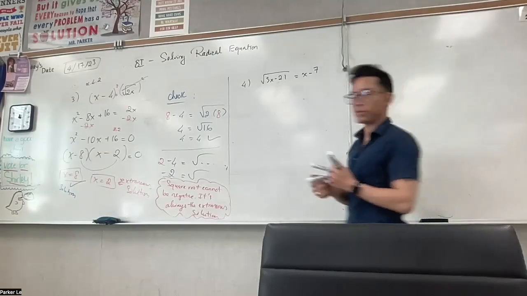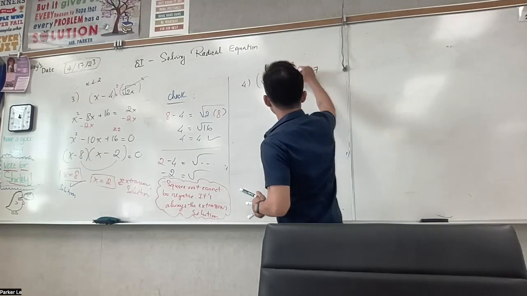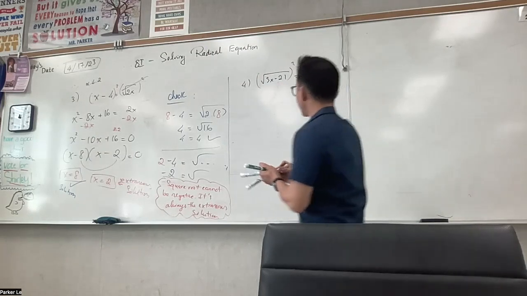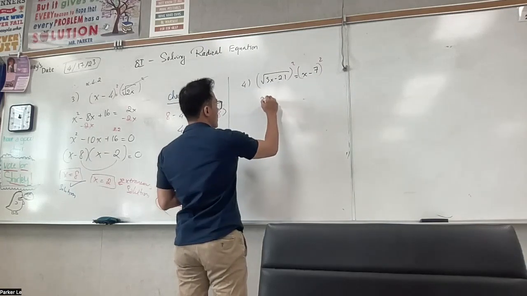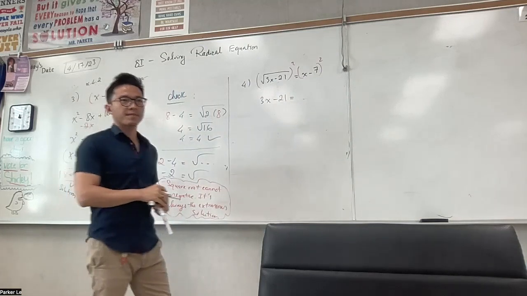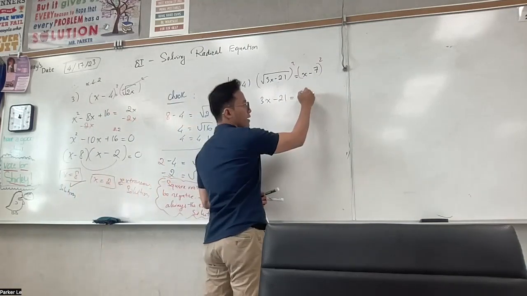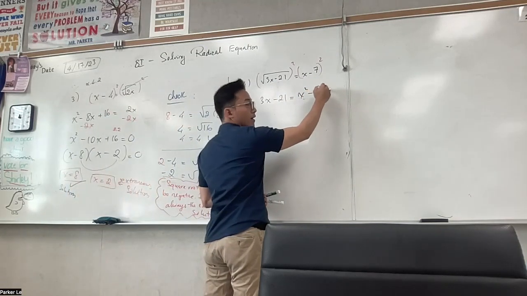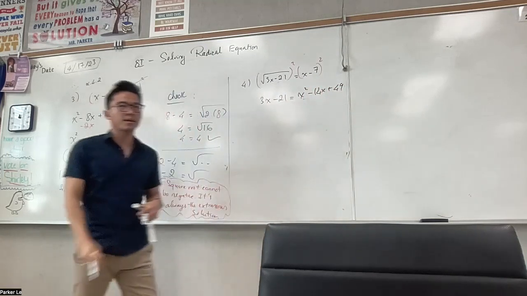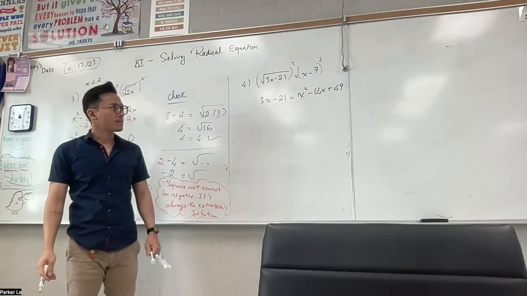We square it, because the square root is already isolated. So I squared it, square and square root cancel out. 3x minus 21. What is x minus 7 squared? x squared, minus 14x, plus 49. Okay, so 1 point with Shirley and 1 point with Benjamin.